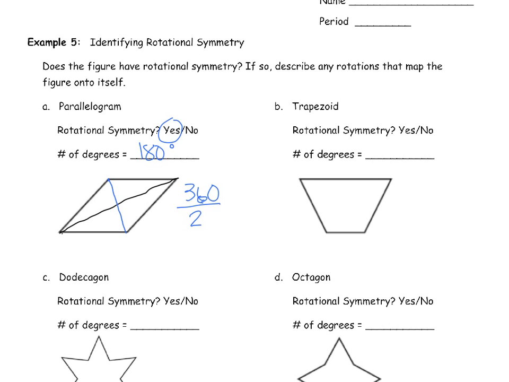Now let's look at the trapezoid. If I look at the trapezoid from vertex to vertex, that's not a legit line of symmetry, and neither would it be in the other direction. It does have a line of symmetry here, but it doesn't go from a vertex to a vertex. So this is not a justifiable line of symmetry for discovering rotational symmetry. So this actually does not have it.